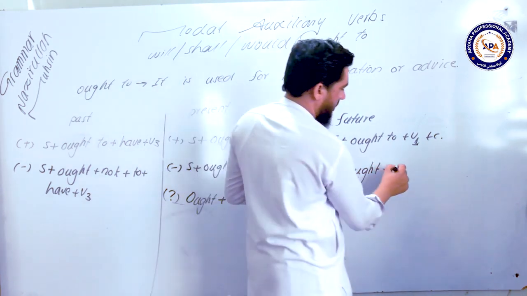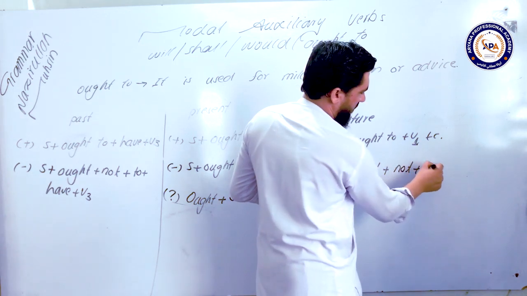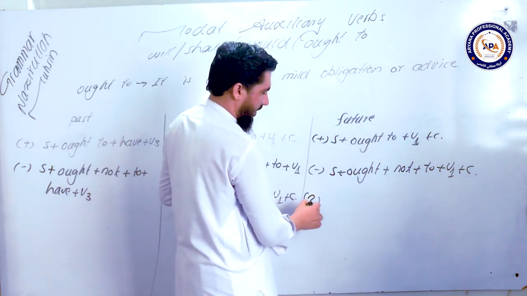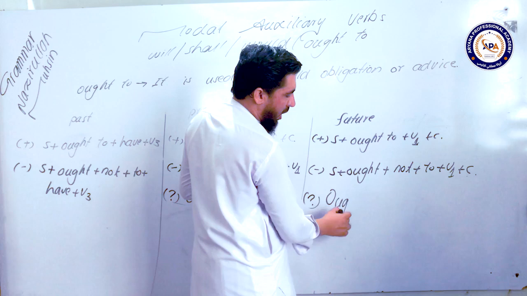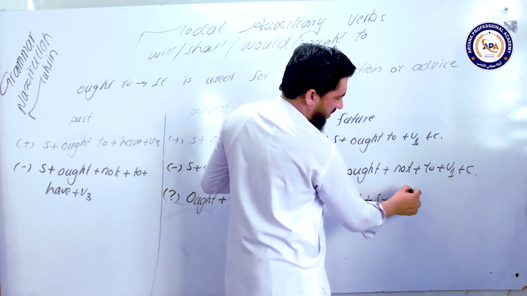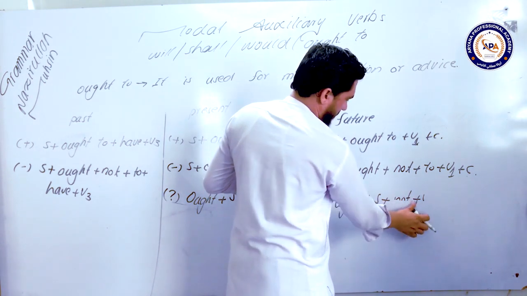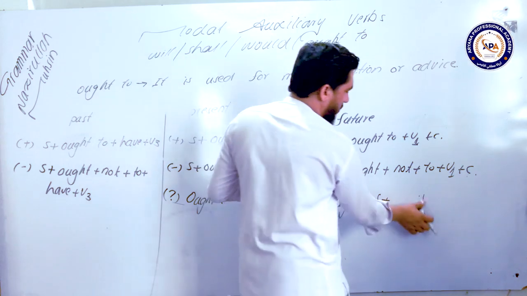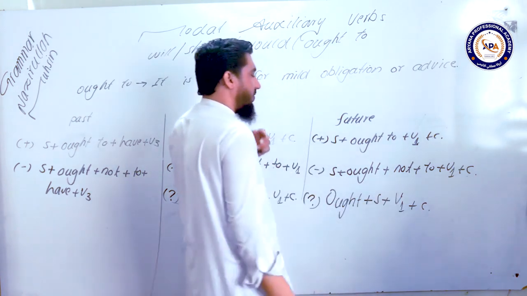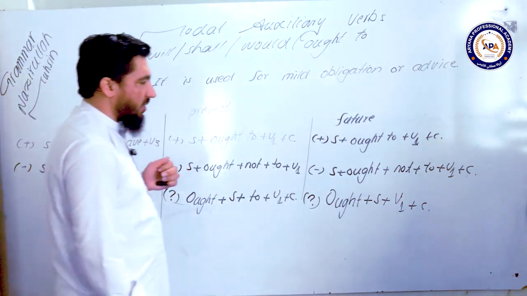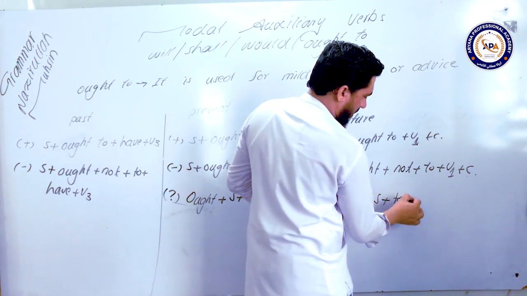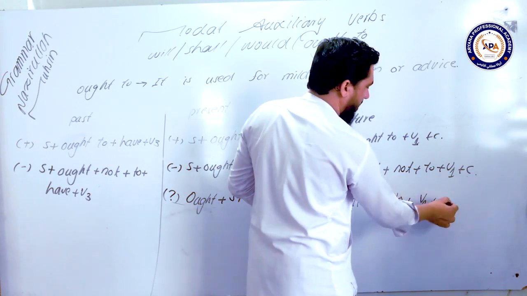Subject plus ought plus not plus to, base form of the verb plus complement. In an interrogative, we bring ought to the beginning, followed by subject. If it is positive interrogative, we do not use not. If it is negative interrogative, then we use ought plus subject plus not plus to, plus base form of the verb plus complement.